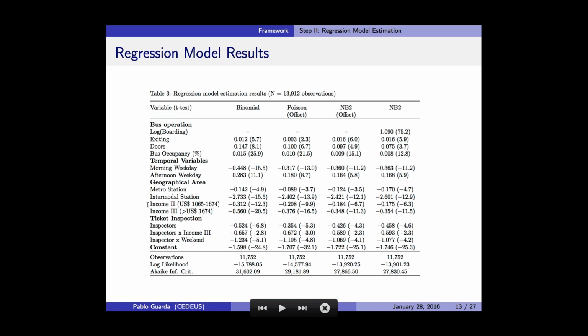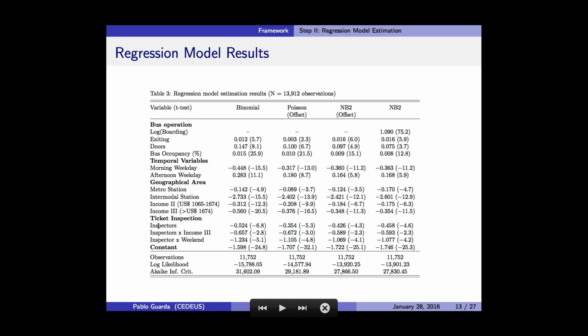The first level was left as the reference group of the dummy variables. So income 2 represents a medium monthly household income, and income 3 represents a high monthly household income in Santiago.